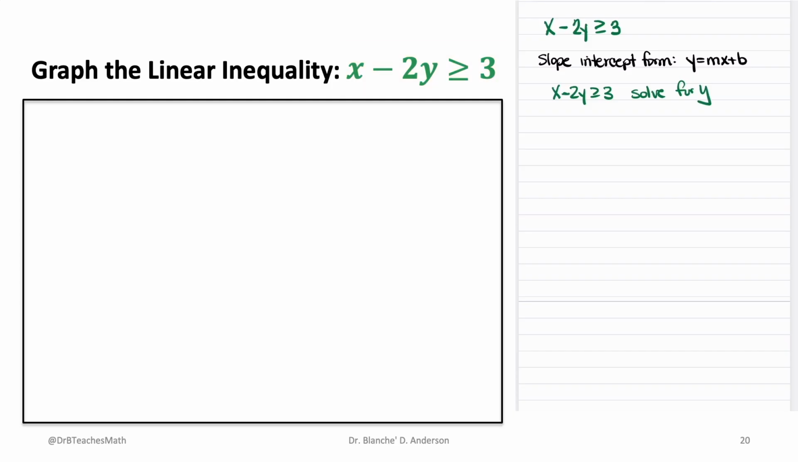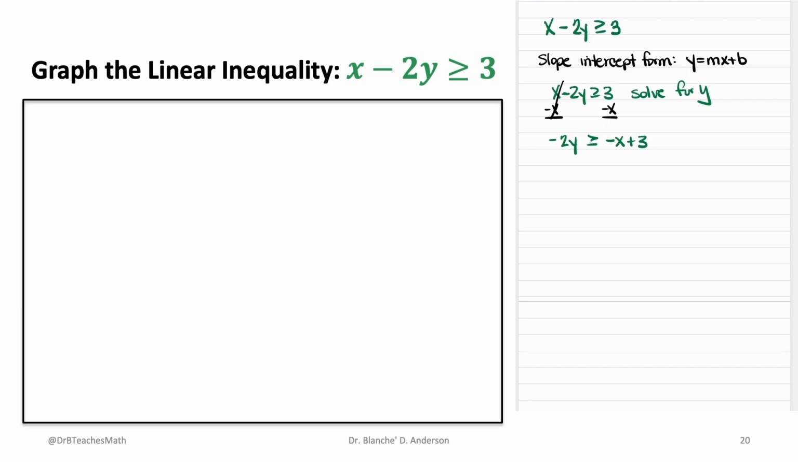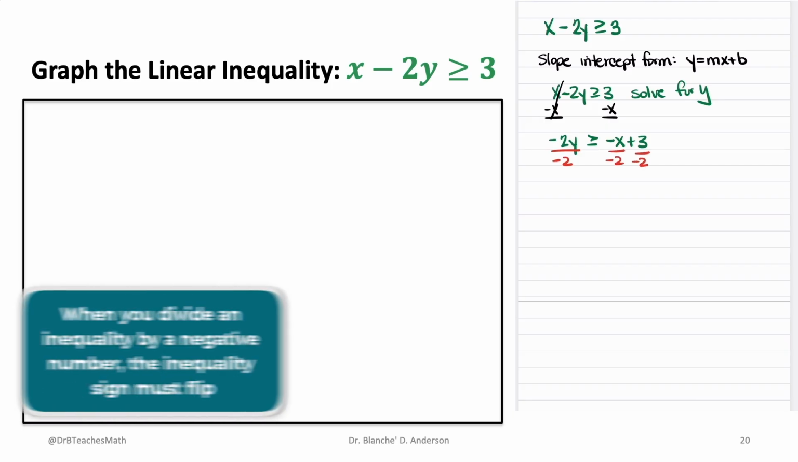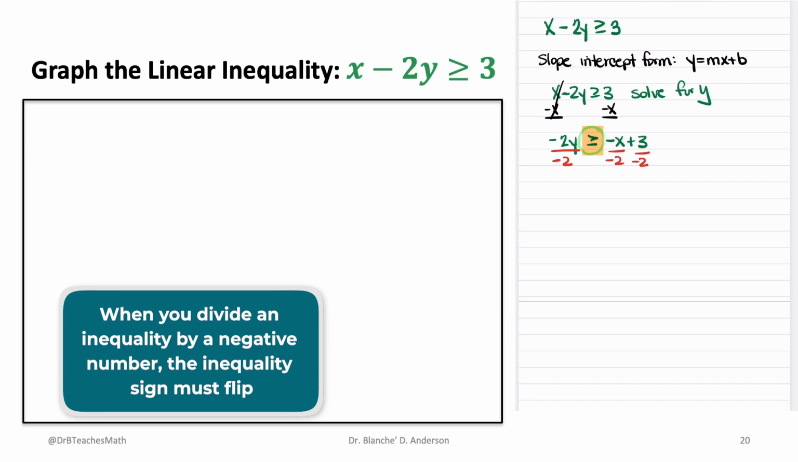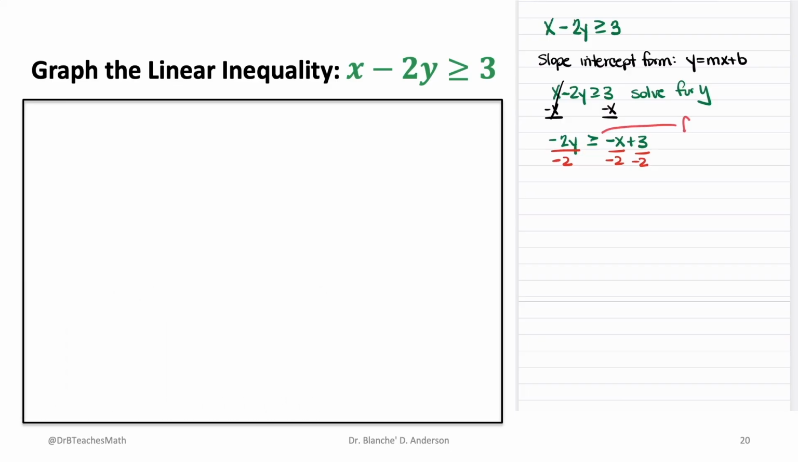Okay, so I'm going to subtract the x on both sides. That goes away. I'm left with minus 2y is greater than or equal to negative x plus 3. So far, so good. Now, I'm going to divide both sides by negative 2. Now, here's something you should remember from algebra. If I divide both sides or across an inequality by a negative number, you have to flip it. So because I divided by negative 2, this needs to flip.